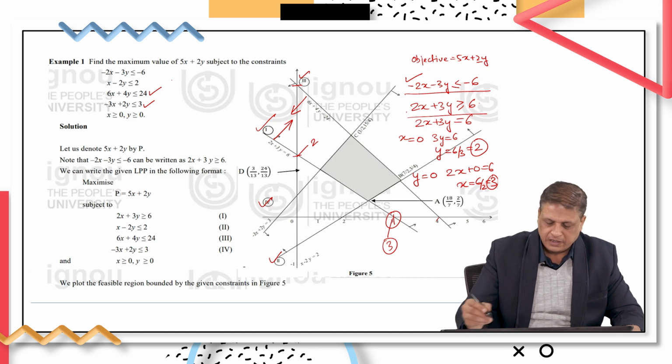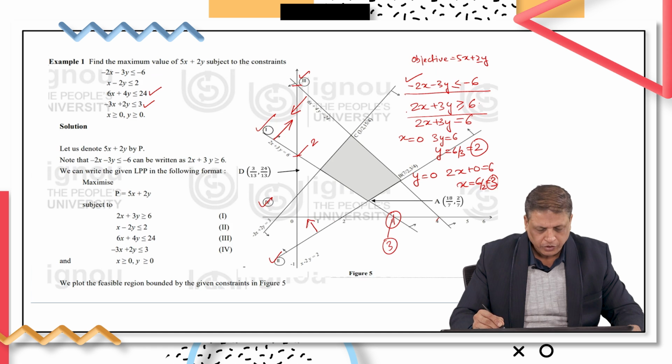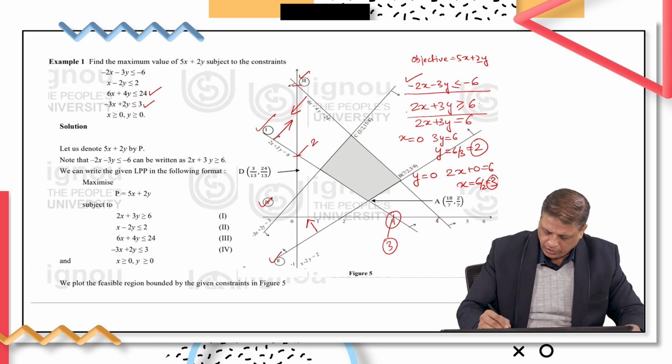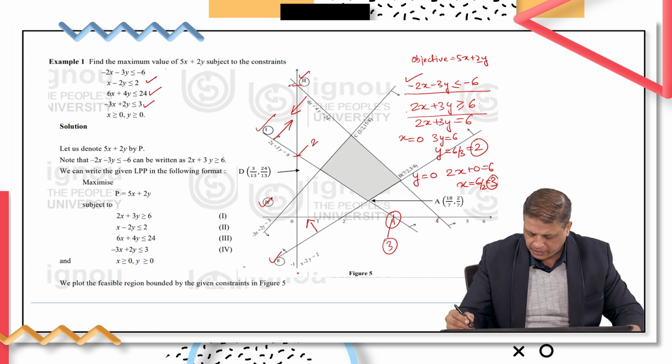6x plus 4y is less than 24. So, 6x plus 4y is less than 24, that means you are getting equation number 2. So, equation number 2 is this, and it is going to be in this direction. This is rearranged into x. Apart from this, you are going to solve x minus 2y is less than or equal to 2. So, x minus 2y, this is equation number 1, x minus 2y is less than or equal to 2. So, this is to be in this direction.